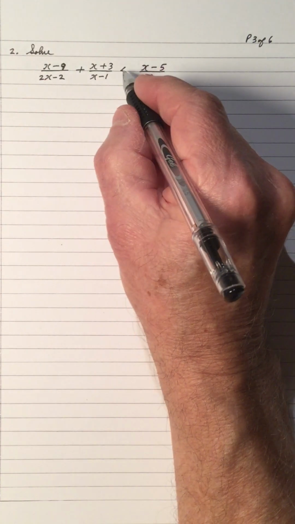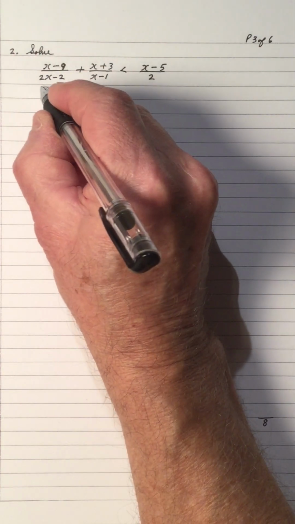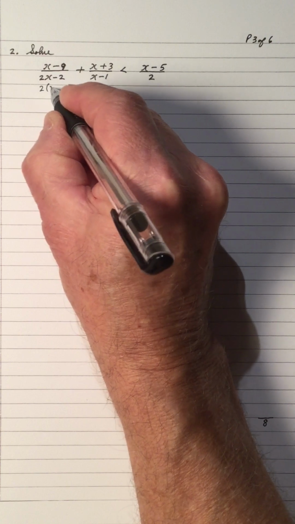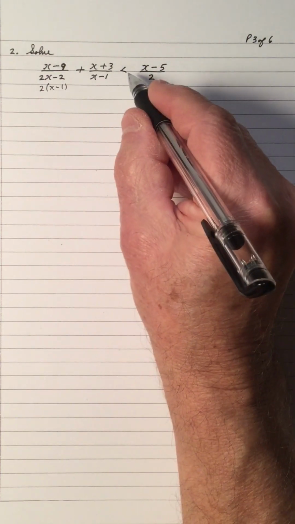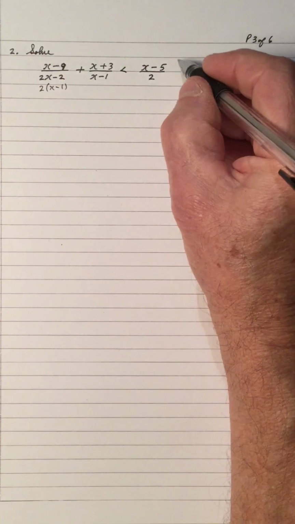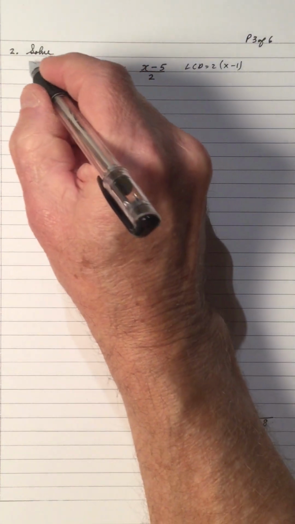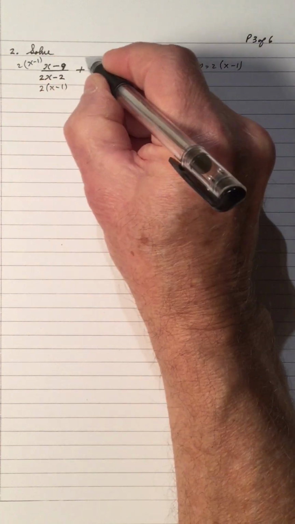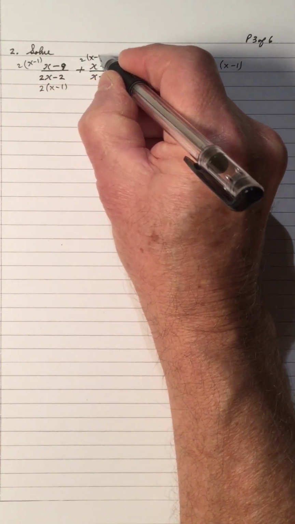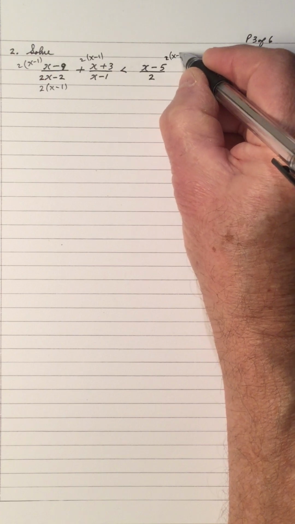Notice now we have an inequality which is less than, but we have fractions. So this is factored into 2 times x minus 1. And because we have fractions, we have an LCD, which is like rational expressions. So the LCD is 2 times x minus 1. So I'm going to multiply each part of the inequality by the LCD.